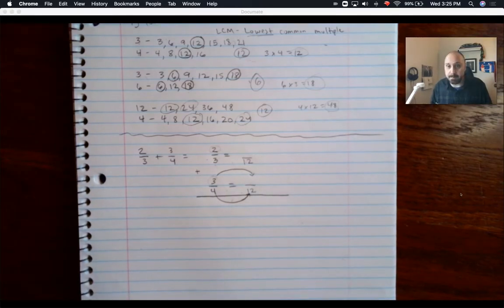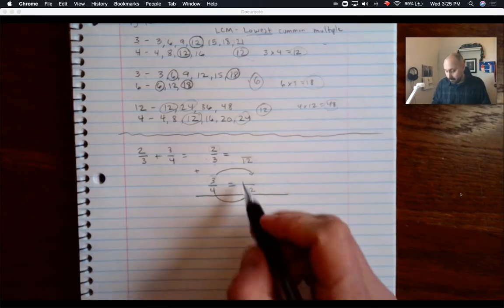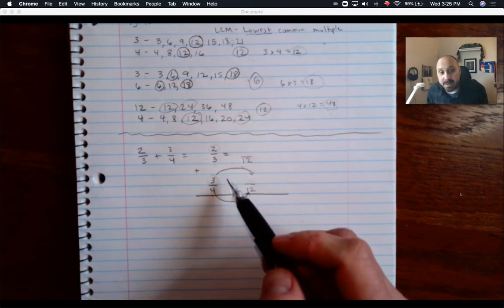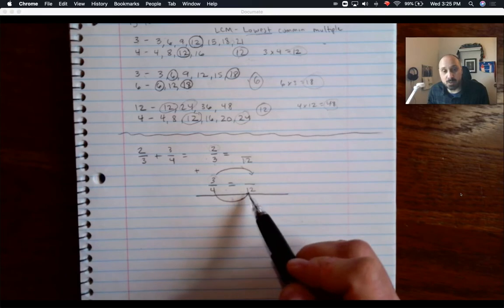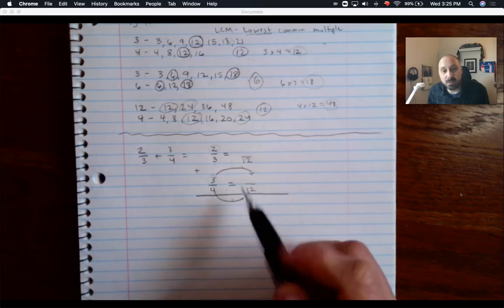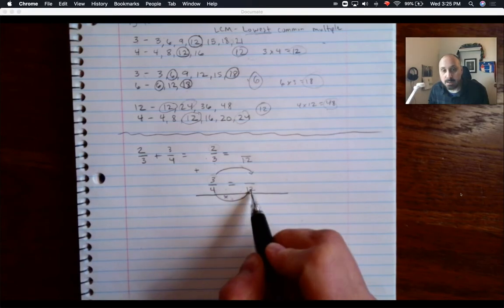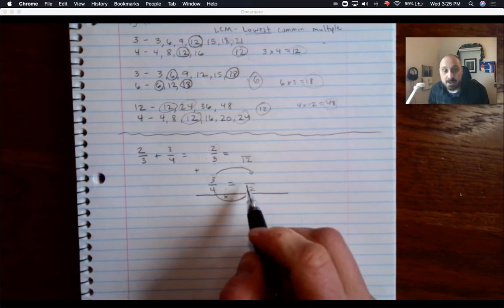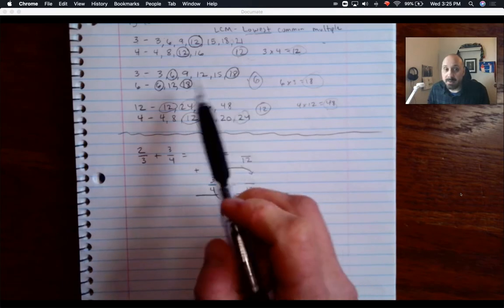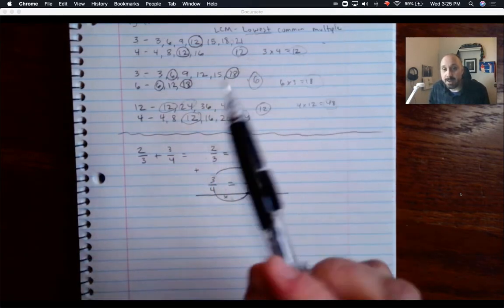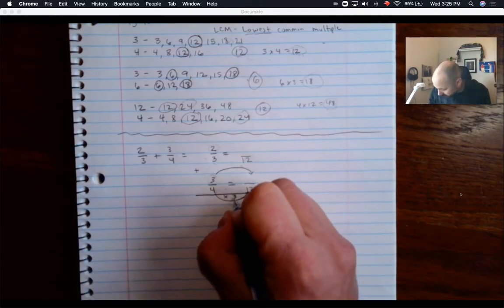3 and my missing number. So we're going to fill these rainbows in with numbers. Okay. So what I have to ask myself is, how did I get from 4 to 12? What do I multiply 4 by to give me 12? So you remember up here we said 4 times 3 is 12. So I know that 4 times 3 is 12.